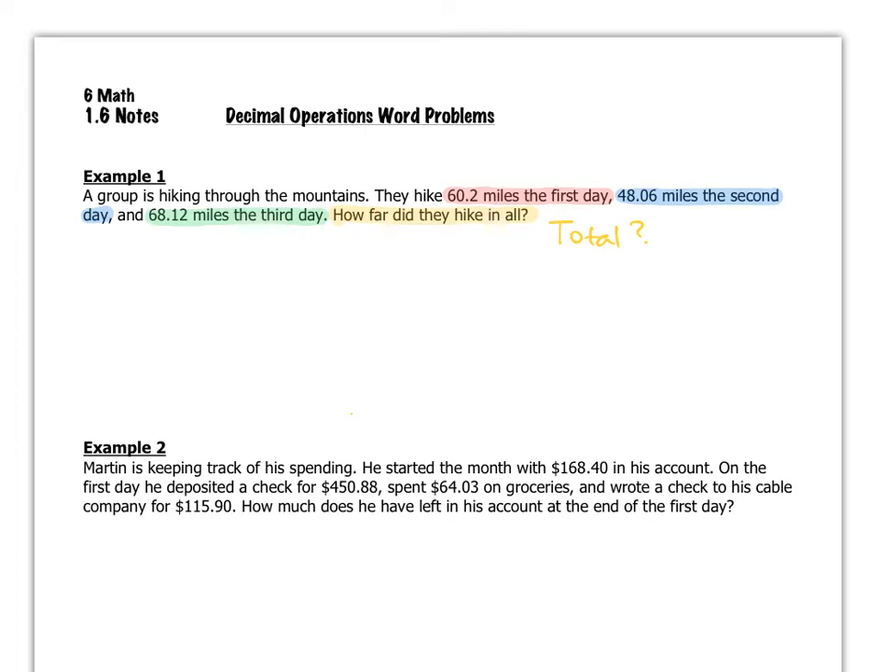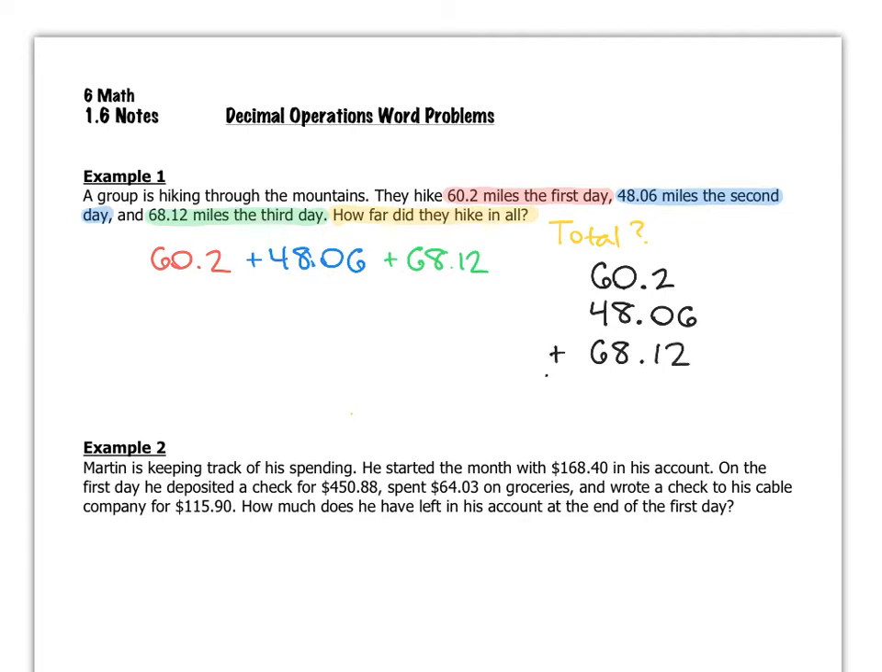So to find the total amount that they hiked, we're just going to take 60.2 plus 48.06 plus 68.12. So I'm going to set that up using vertical addition. Again, remember, addition is where you line up your decimal points. So I'll line everything up like this, and then we'll add, starting in the hundredths place.